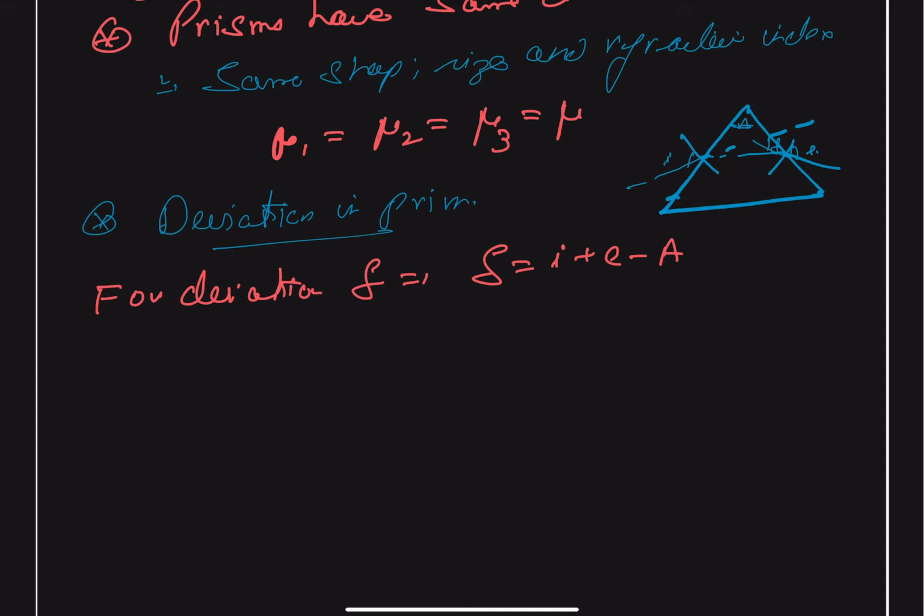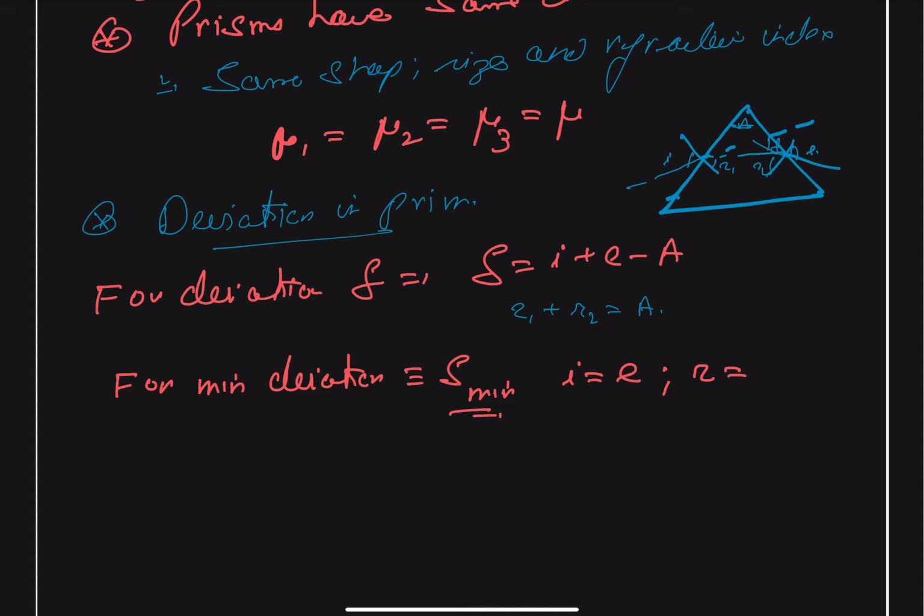Another formula we can write: suppose this is our R1 and this is our R2, then the summation R1 plus R2 is equal to A. And for minimum deviation, that is delta minimum, the incident angle is equal to the emergent angle, and our angle of refraction is equal to A by 2. So these are the two conditions for minimum deviation.